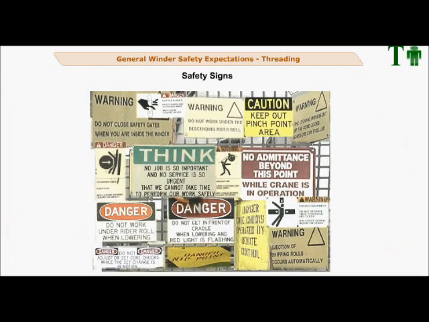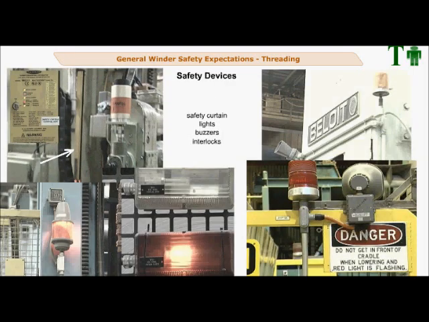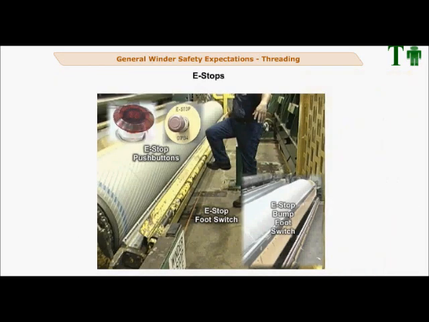Safety signs for all primary hazards must be in place, legible, and understood by anyone in the area. This includes visitors. All winder operators and crew must understand all of the safety devices on the winder, such as lights, buzzers, interlocks, etc. All winder operators and crew must know the locations of all e-stops.